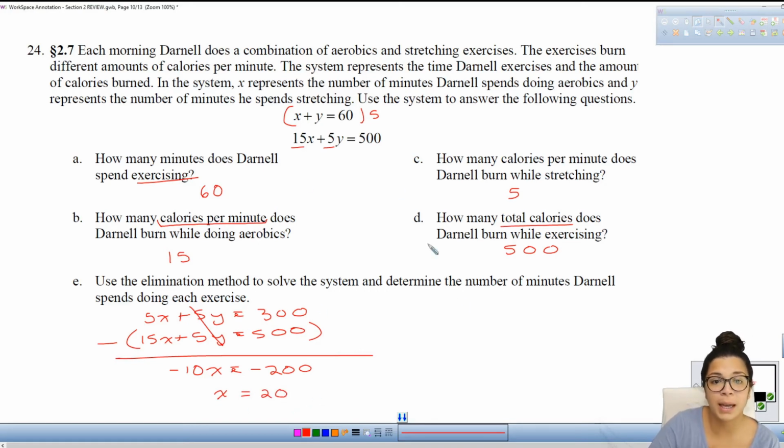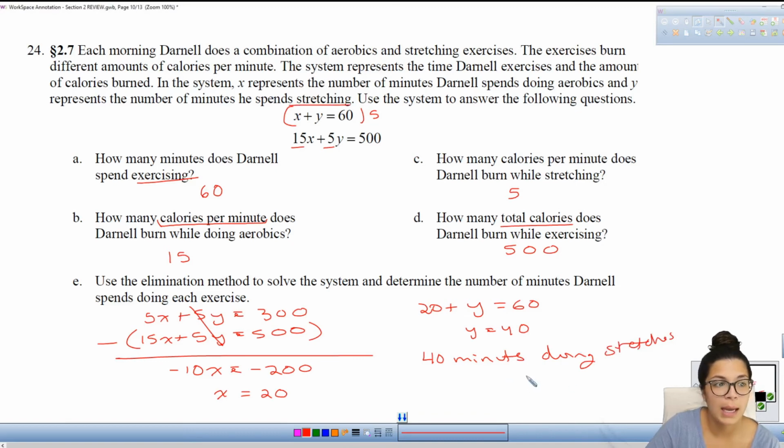Now, if x equals 20, let me fill that in. So x plus y equals 60. That means that y equals 40. So he spends 40 minutes doing stretches and 20 minutes doing aerobics.